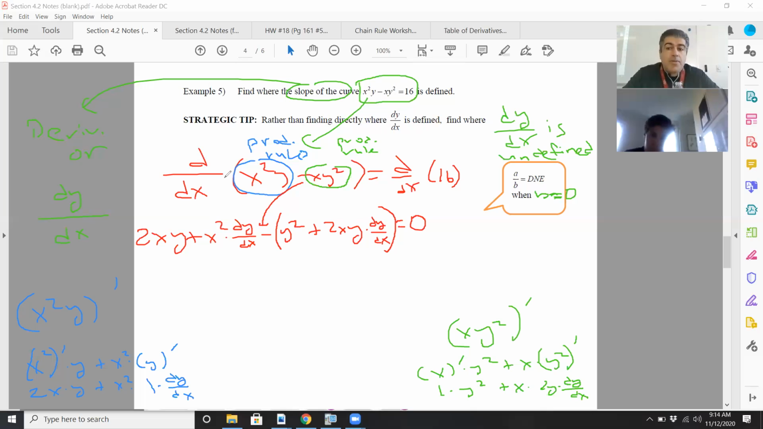Now it's all algebra at this point, just so you know. It's all algebra. 2xy plus x squared times dy over dx minus y squared minus 2xy times dy over dx equals 0. I'll probably move these terms. Let me get a highlighter out. These terms here, I'll move to the right side. And the ones I'm highlighting green will stay on the left side.